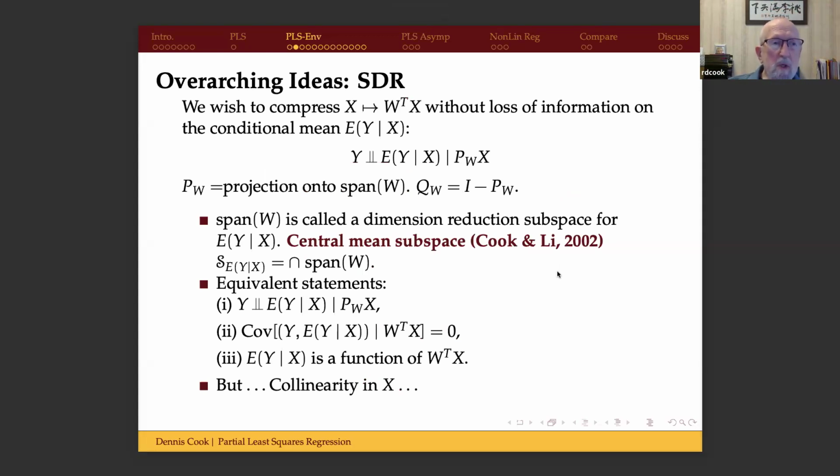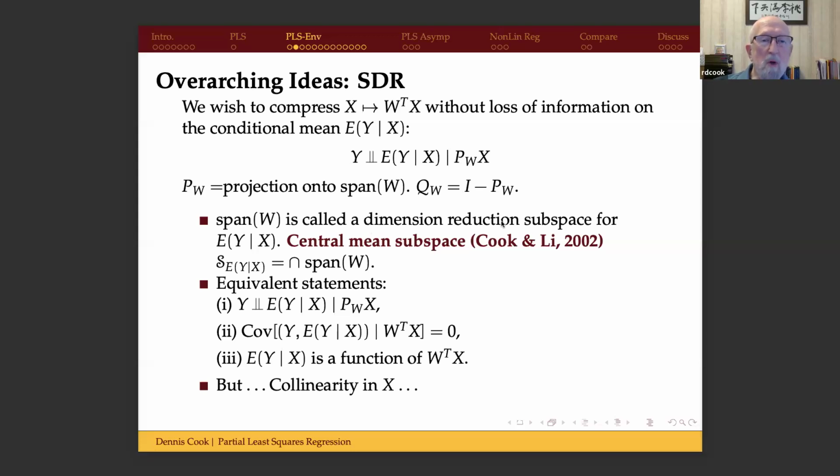But the foundation of partial least squares we can think of as coming from sufficient dimension reduction. So what we wish to do is to compress X into W transpose X without loss of information on the conditional mean. Formally, I require Y to be independent of the conditional mean, given the projection of X onto the subspace spanned by the columns of W. So that's the basic idea.